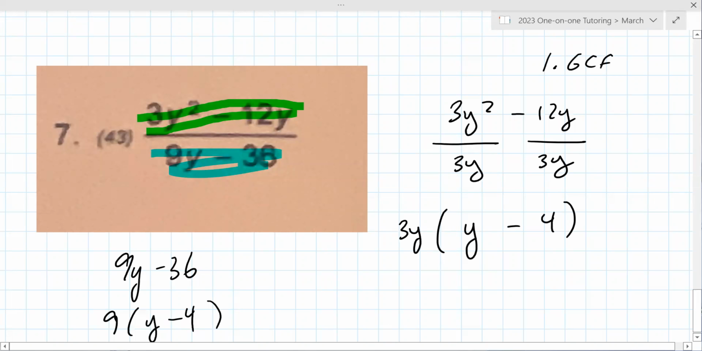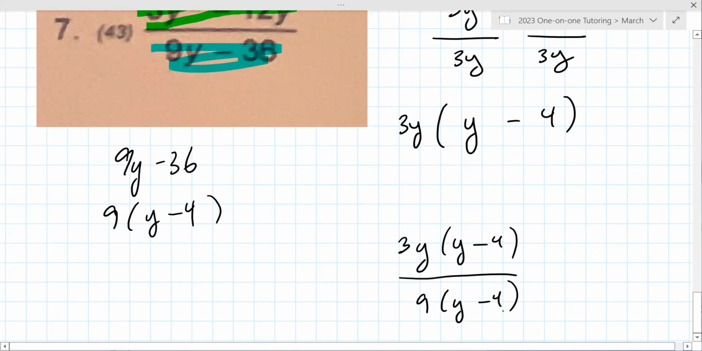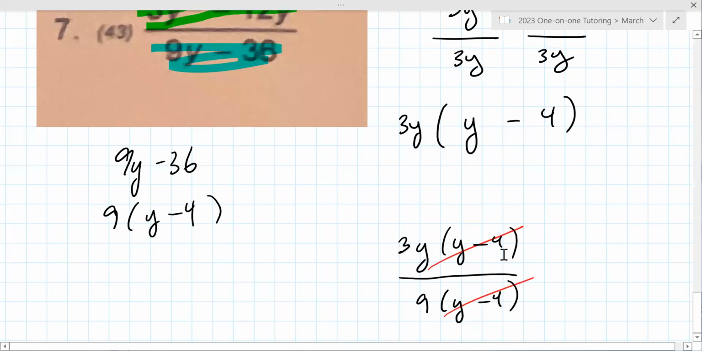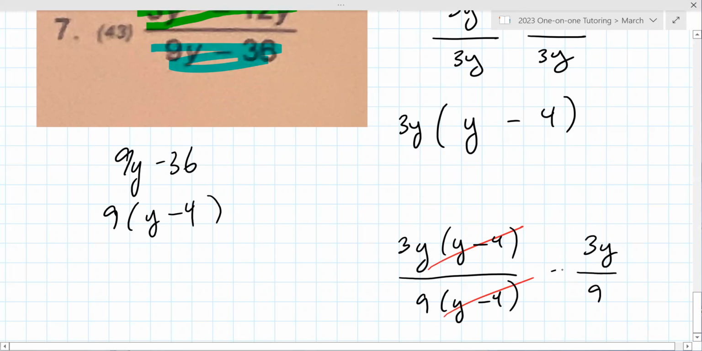Okay, now we combine the two things. The top was 3y times y - 4. The bottom is 9 times y - 4. You can cancel if it's the same thing on the top and the bottom. Is it the same thing? Yeah, the y - 4 cancels. So that leaves you with 3y over 9. When there's the same in the top and the bottom, or a number that goes into both, you can divide and cancel.